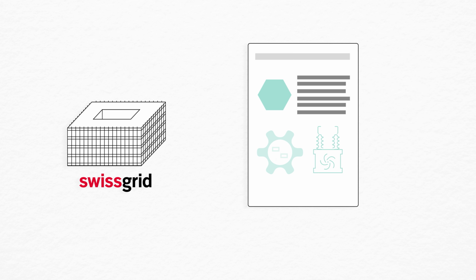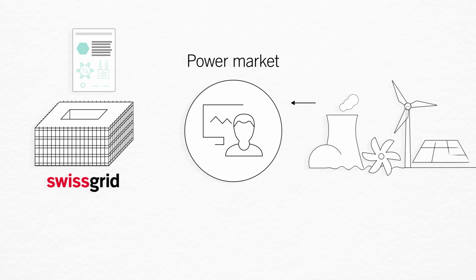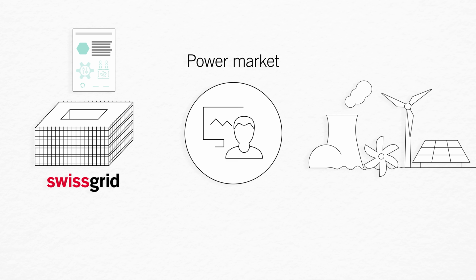A tariff for individual ancillary services covers the costs of active power loss. Active power loss occurs during the transport and transformation of electricity. Swissgrid procures electrical energy in order to compensate active power losses on the power market.